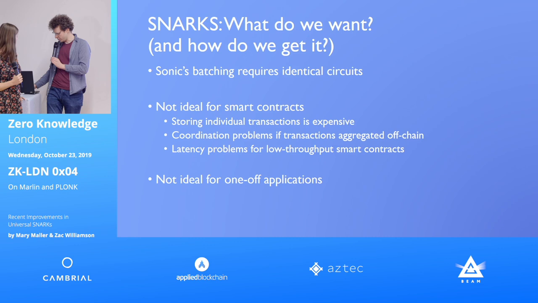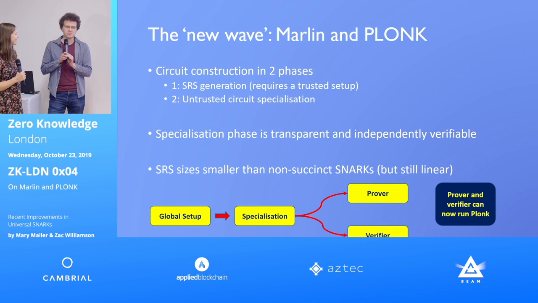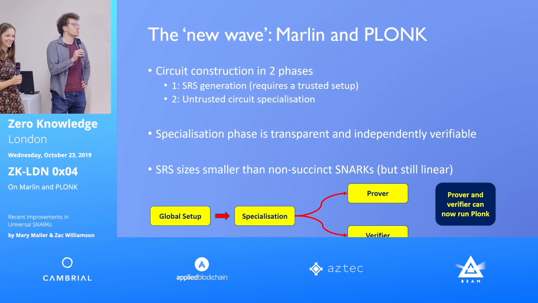Yes, this is where the new wave of SNARKs comes in. So Marlin and PLONK. As a brief aside, I believe Marlin was named as such because a marlin is a very fast fish. Yes, it was. And PLONK is slang for cheap wine, where the commonality is that working on PLONK gave me a headache, similarly to consuming it.